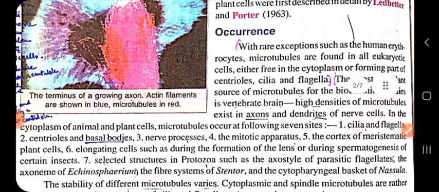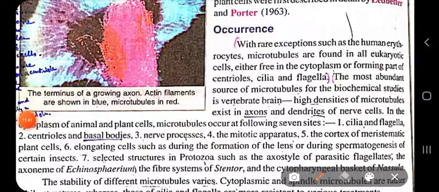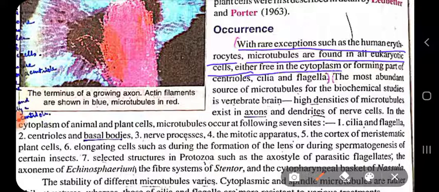Now about the occurrence. With rare exceptions such as human erythrocytes, microtubules are found in all eukaryotic cells, either free in the cytoplasm or forming a part of centrioles, cilia, and flagella.